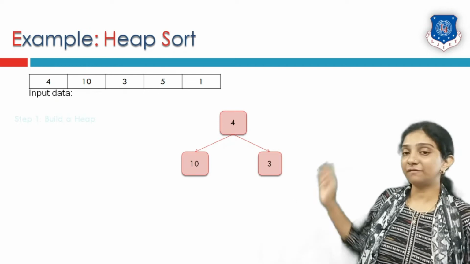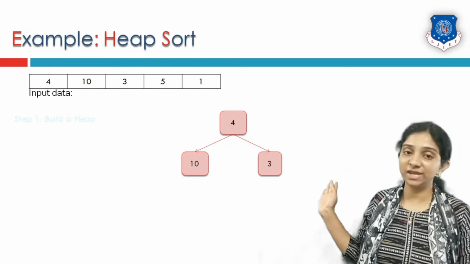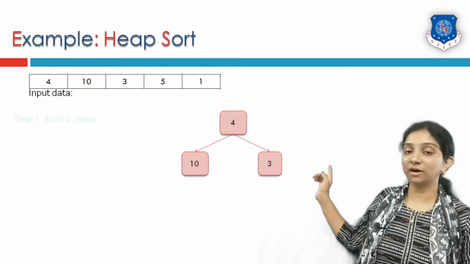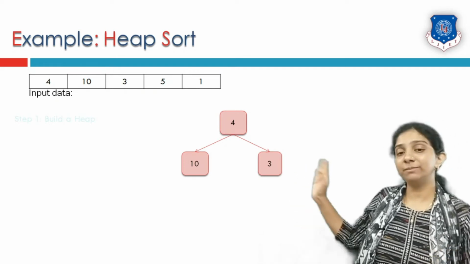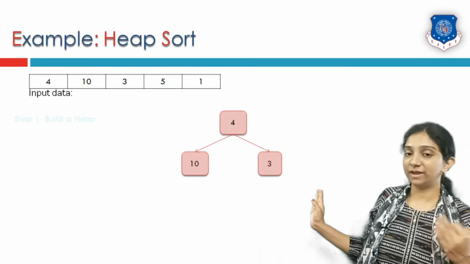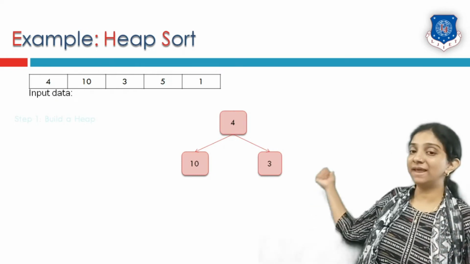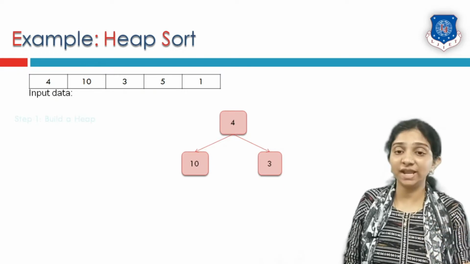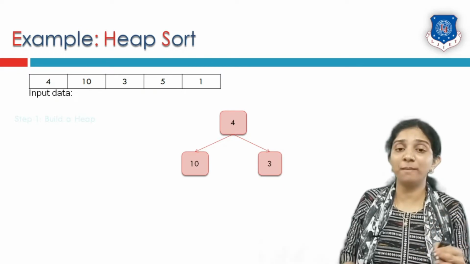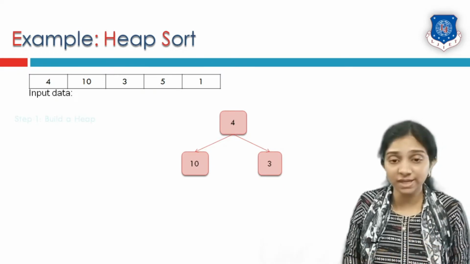After generating only this much of the tree, the very next element will become the left child of 10. The next element will become the right child of 10. If there are more elements, they will become the left child of 3 and the right child of 3. So for each node, the maximum allowed children is only 2.